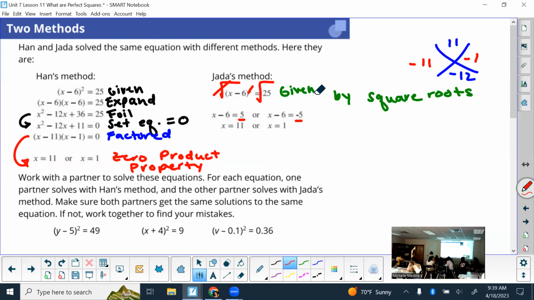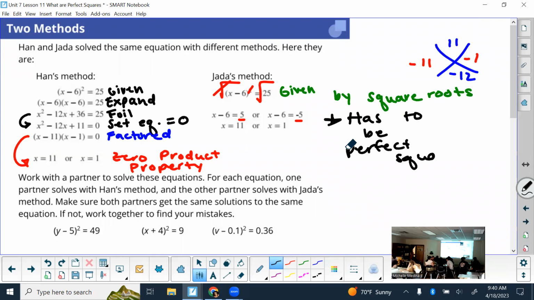Probably Jada's. The only stipulation though is what if on the right side it's not a perfect square? Like what if it's equal to 24? Can I still nicely take the square root of it? No. So that's why Jada's method kind of has a downfall. But if you notice there's perfect squares on each side, you can solve it using that method. It's just that it has to be a perfect square.